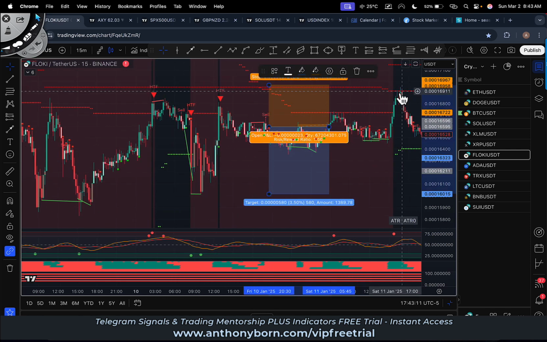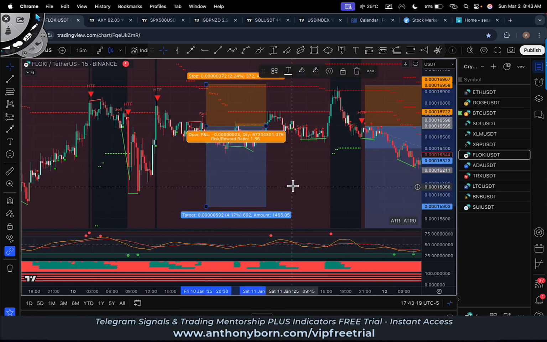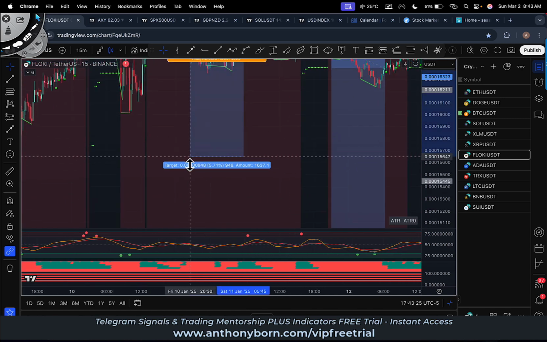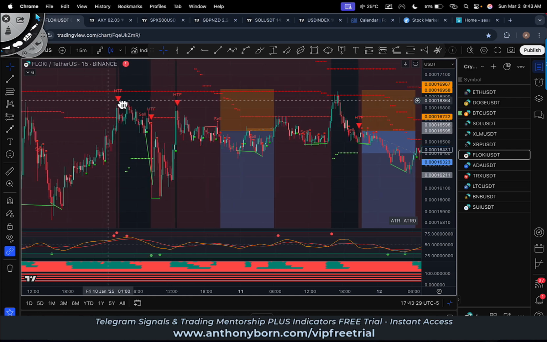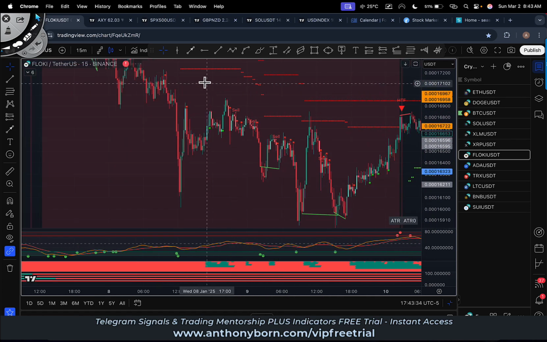See how price came back and respected it over here? So that's definitely something to note. These indicators are using the average true range or variations of the average true range. So at the beginning of every red zone here, we can consider getting involved.